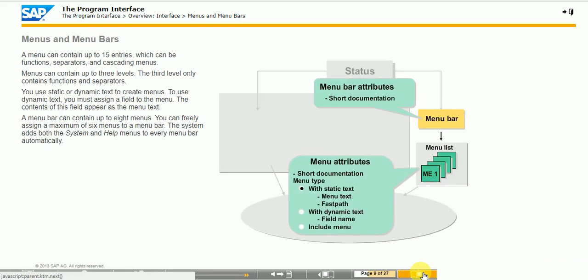The Include menu allows you to position menus in other programs. To position menus, specify the name of the program and status from which you want to include the menu next to the short documentation field. Use the menu toolbar to access Include menus.